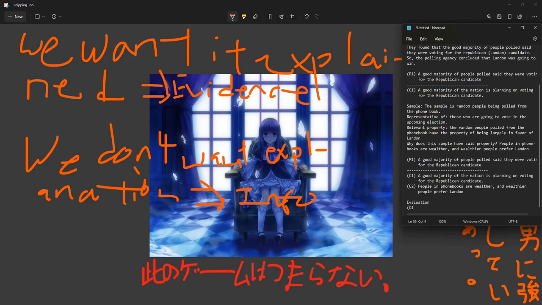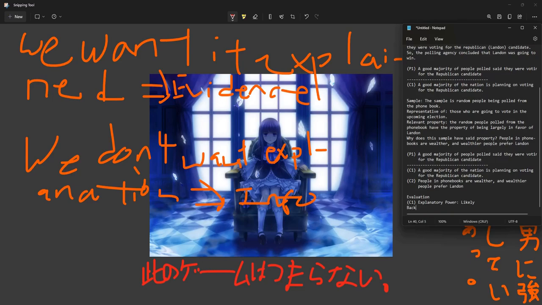C1. First, explanatory power. And the answer is this is likely. A good majority of the nation is voting for the Republican candidate simply because people polled said so. That's a fairly good generalization, as in, I went to this restaurant, I ordered a good food, therefore the food is good. That's a decent generalization. It could just be that one order was good, or the person who prepared it was good and everyone else sucks, but you never know. Maybe the whole thing is good. It's a generalization.